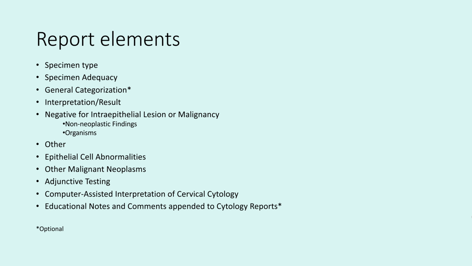A lot of people like to do that, especially not only for GYN cytopath, but for others, just so clinicians, when they take a look at the top, it says negative or it says other, so they get an idea at a first glance. Under interpretation or result, you can note the things here like negative for intraepithelial lesion or malignancy, and then the things that go under that. Other, which is really endometrial cell reporting, epithelial cell abnormalities, which is squamous and glandular abnormalities, other malignant neoplasms.